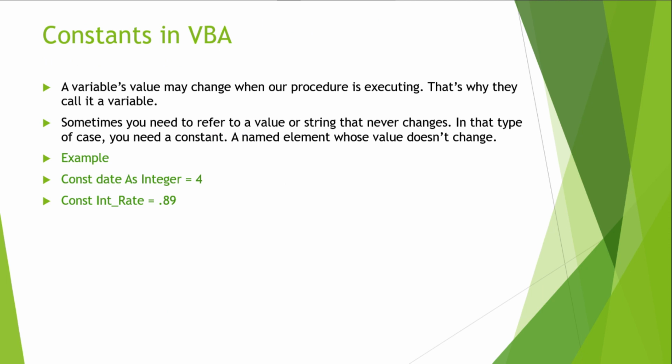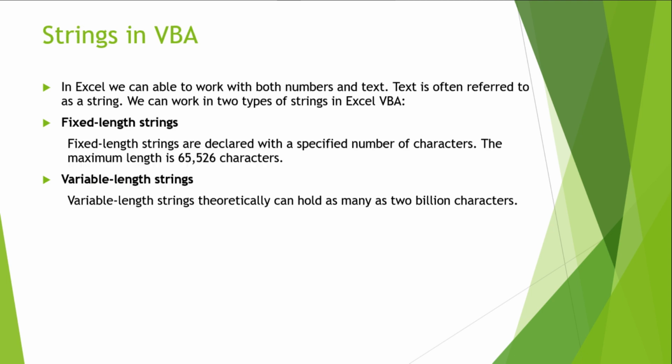Constants in VBA. A variable's value may change while our procedure is executing. That's why they call it a variable. Sometimes you need to refer to a value or string that never changes. In that type of case, you need a constant, a named element whose value doesn't change. Example: Const days As Integer = 4, Const constant_rate = 0.89.